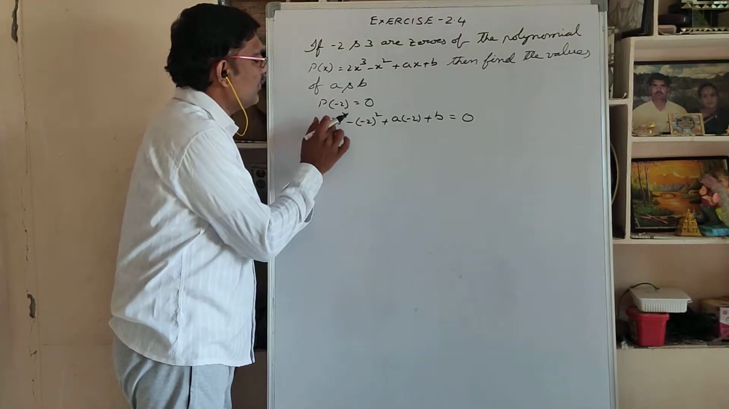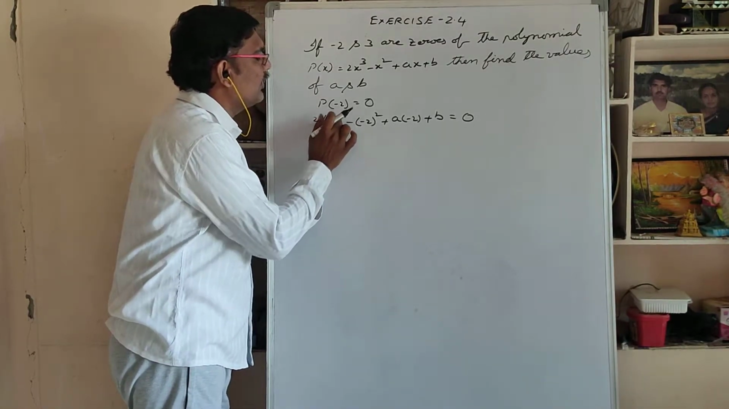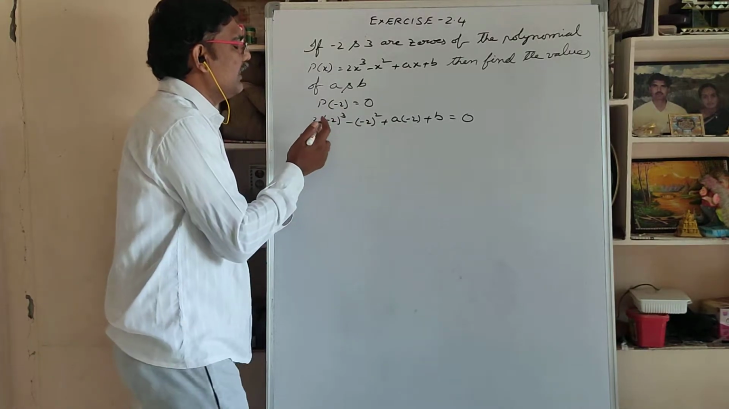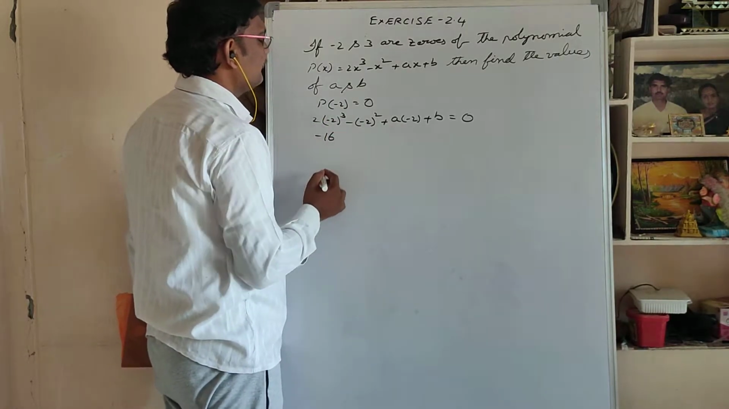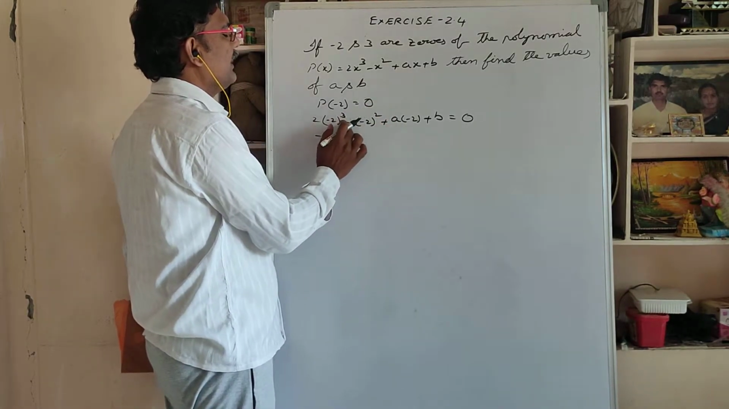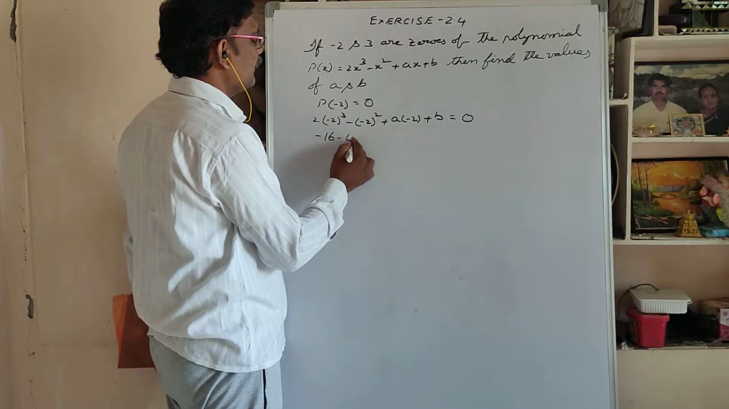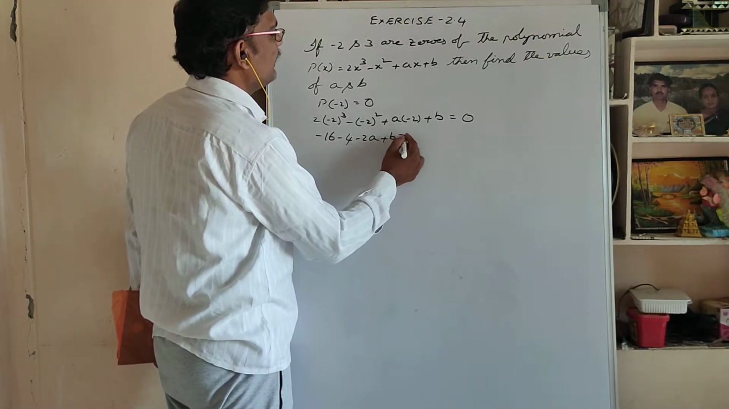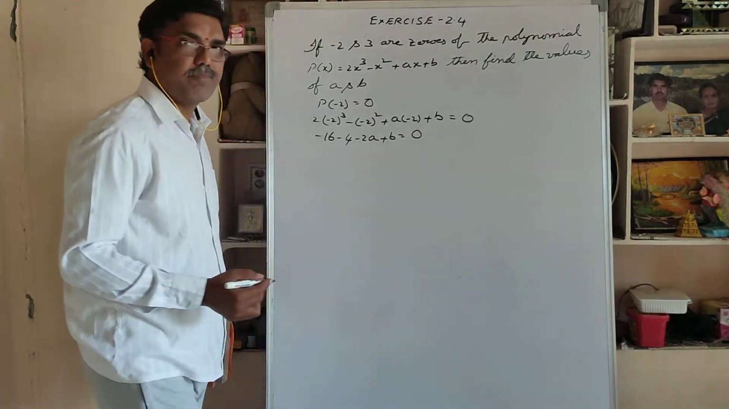Don't multiply 2 and minus 2 now. Minus 2 whole cube, simplify it. This is minus 8. 2 into minus 8 is minus 16. Minus 2 whole square is plus 4. Minus into plus 4 is minus 4. Here it is minus 2a plus b is equal to 0.